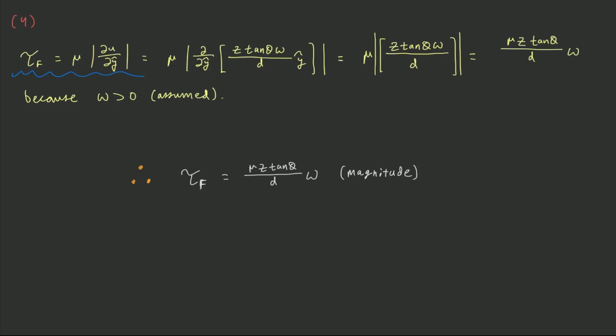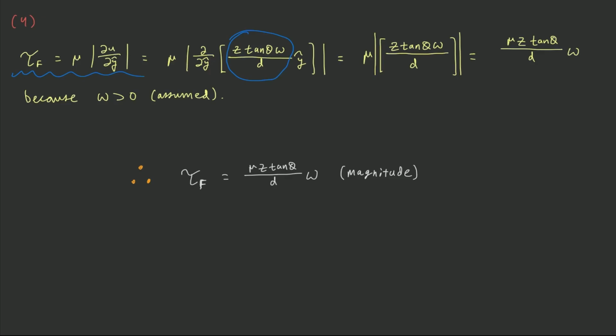And here you can note that z tangent theta, omega, and d are all constants relative to y hat. So we can pull that out of the derivative entirely, and then we get d dy hat of y hat, which is equal to 1 times this expression right here, which ends up getting us overall mu times the absolute value of z tangent theta omega over d.